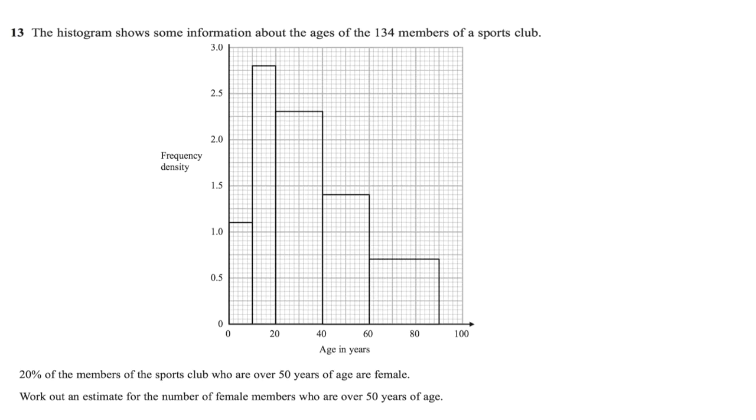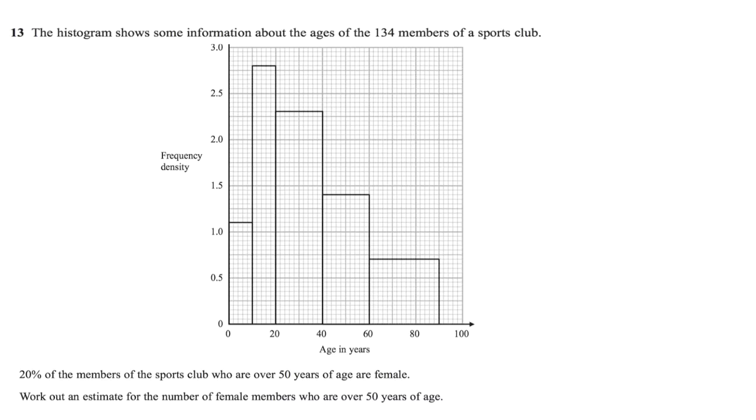In this lesson we'll be focusing on question 13. The histogram shows some information about the ages of the 134 members of a sports club. 20% of the members of the sports club who are over 50 years of age are female. Work out an estimate for the number of female members who are over 50 years of age.